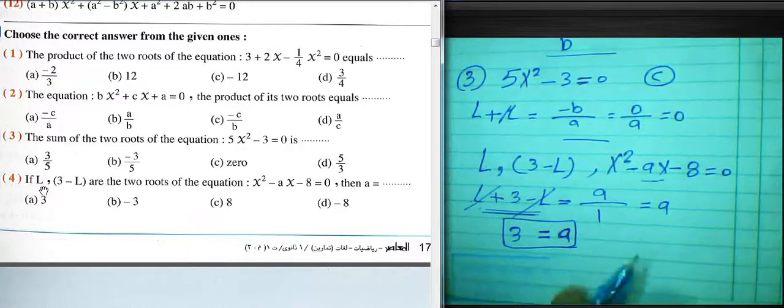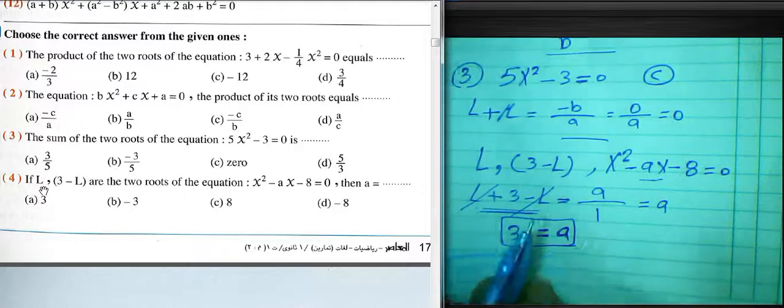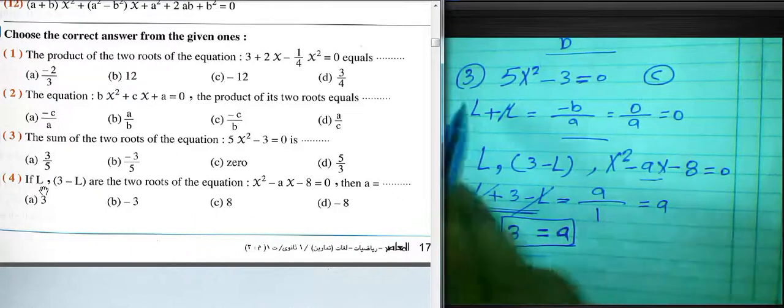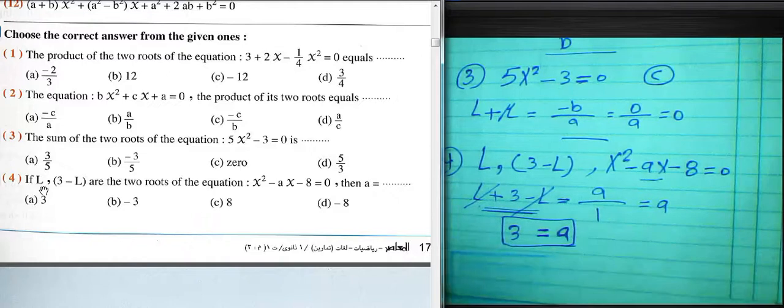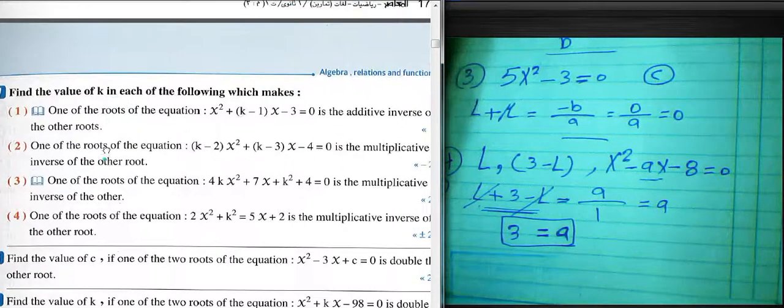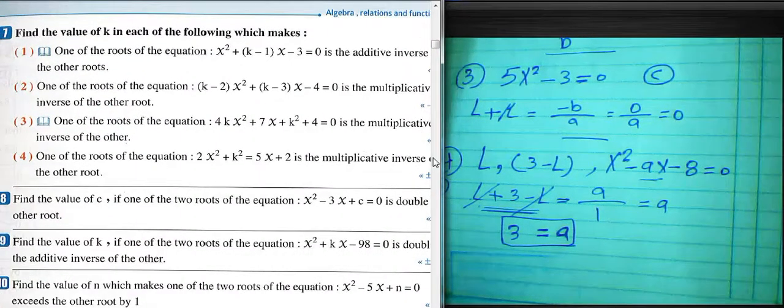That was question number 3. Question number 4. So we can choose, the result will be a. Okay, question number 4, we will choose letter A. A equals 3. Look at this with me about another question. Number 7.